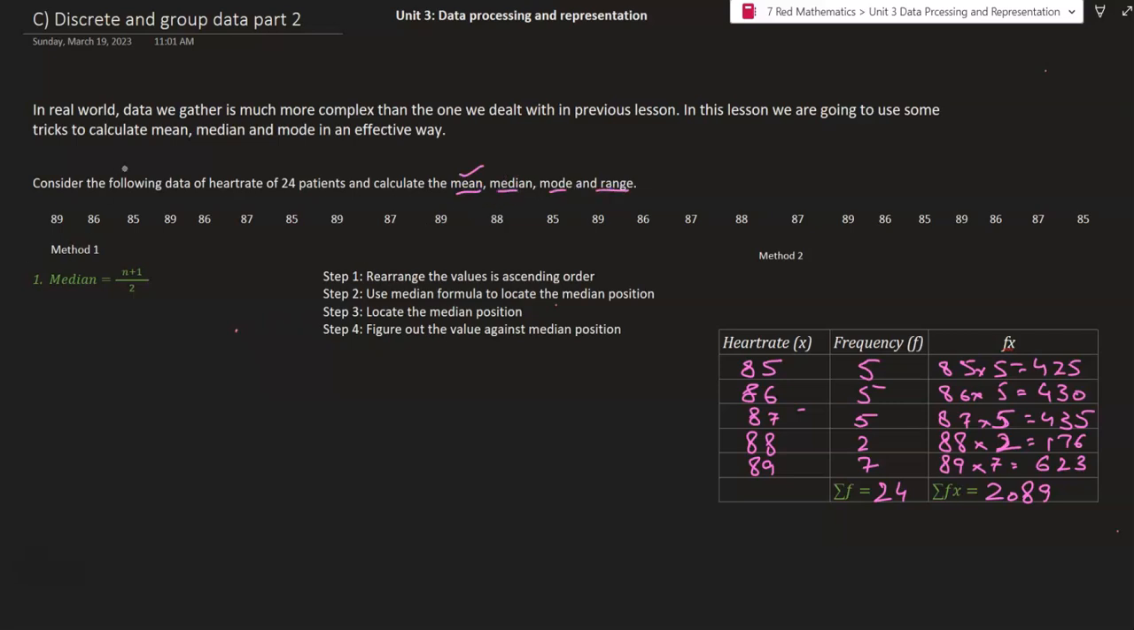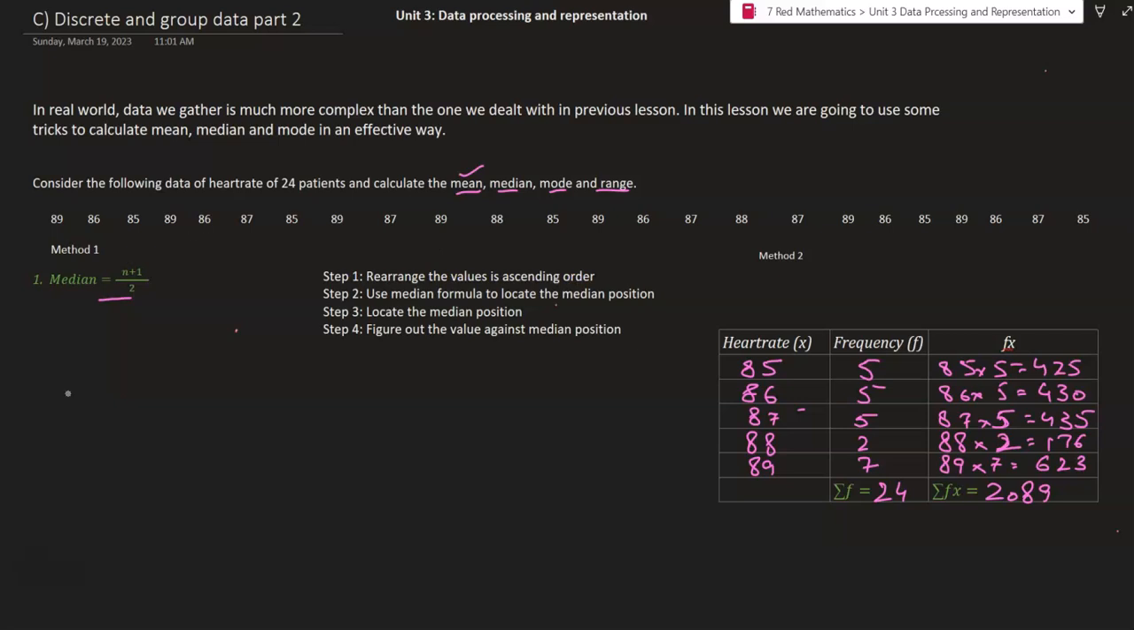So we have this data of heart rate of 24 patients. Method one is basically to locate it like we normally do. The first step is to rearrange the values in ascending order.